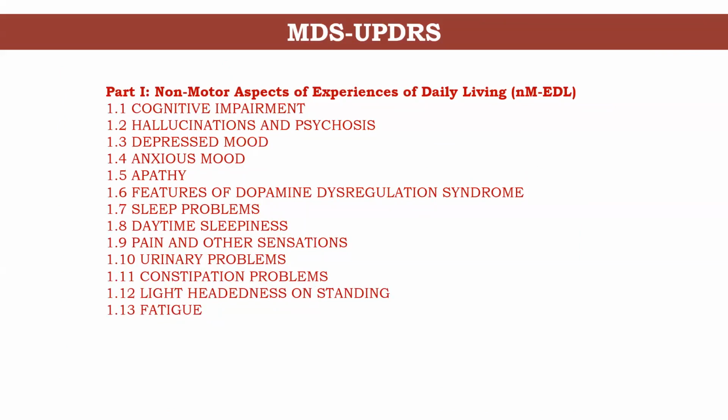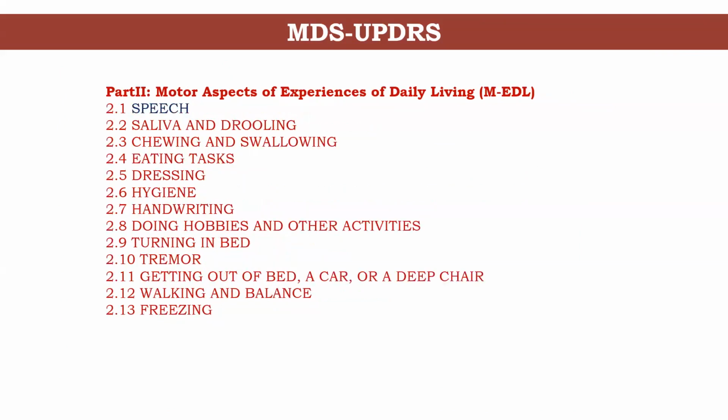So there are 4 main parts, starting with non-motor aspects of experiences in daily living. And it has 13 different questions, starting from cognitive impairment, hallucination, depressed mood, and so on. Next, part 2 is the motor aspect. So one of them will be speech, as I just told you. Speech involves a lot of motor functions, muscles involved in moving your articulators, and saliva, drooling, chewing, swallowing, all of that are involved.